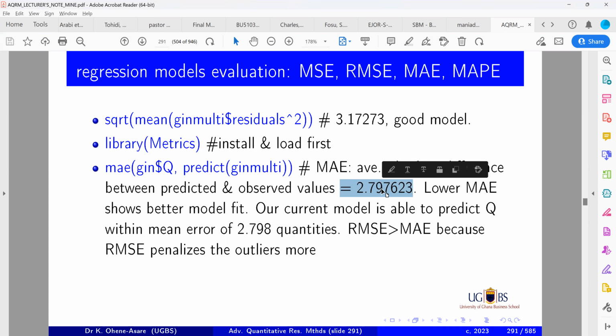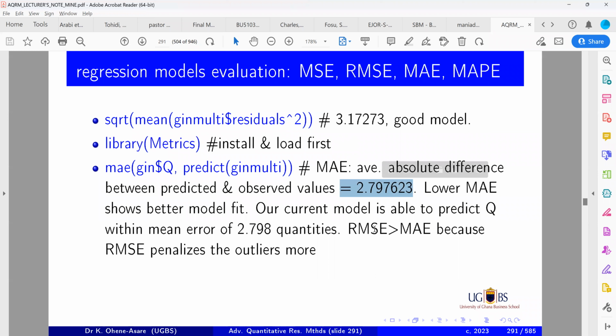Now, when you calculate it, when you run it, you're going to get this value. Okay. And normally, a lower value is better. It shows that the model is fit. And looking at our own, we can predict the quantity demanded with an average error of just 2.789. So it means that we didn't make errors much on average.